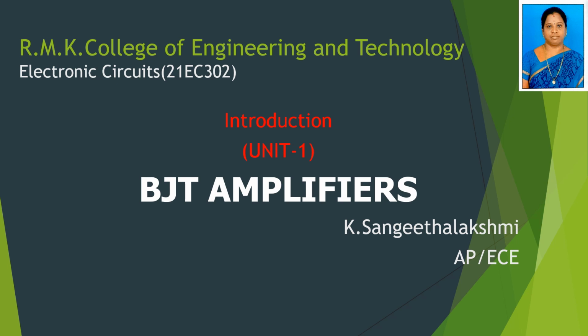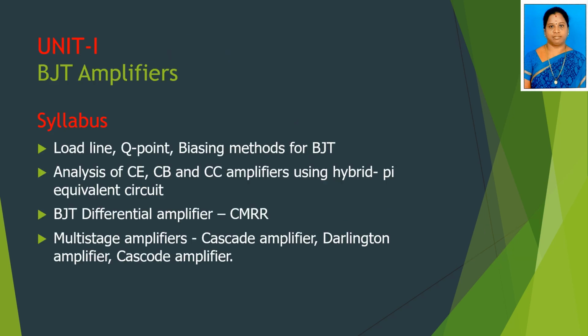I'm going to give some introduction about electronic circuits. Before that, I'm going to show you the syllabus of Unit 1, BJT amplifier, which contains what is load line, how to fix the Q point, and what are all the biasing methods available for BJT. With this, we are going to analyze different amplifier configurations such as common emitter, common base and common collector with hybrid pi model. Then BJT differential amplifier. Finally, we are going to see multi-stage amplifier. This is the Unit 1 syllabus.